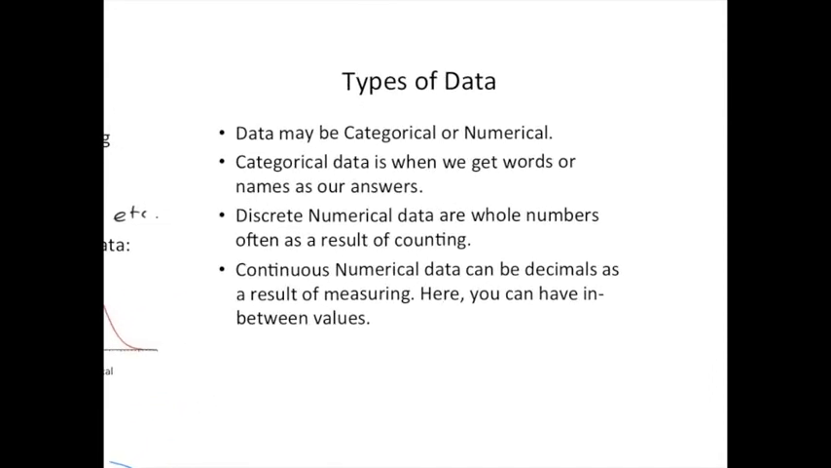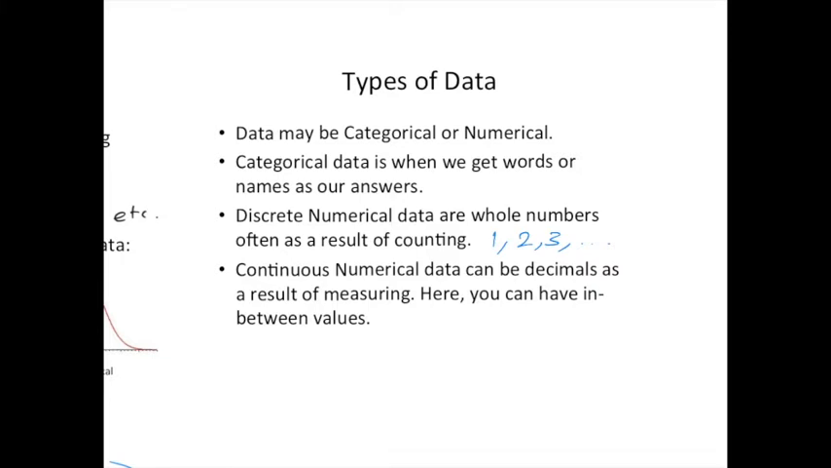Types of data. Data may be categorical or numerical. So categorical is like what type of car you have, whereas numerical is how many cars you have. So if you're answering in a number, even if it's a decimal, that's numerical. If you're answering in a word, that's categorical. Categorical data is when we get words and names. Now, discrete numerical data are whole numbers, often as a result of counting. So usually it's whole numbers. So for instance, if I ask you how many cars you have, you're going to say 0, 1, 2, 3. Well, that's actually discrete because there's a gap between 1 and 2. You pretty much can't have 1.35 cars. Do you know what I mean?